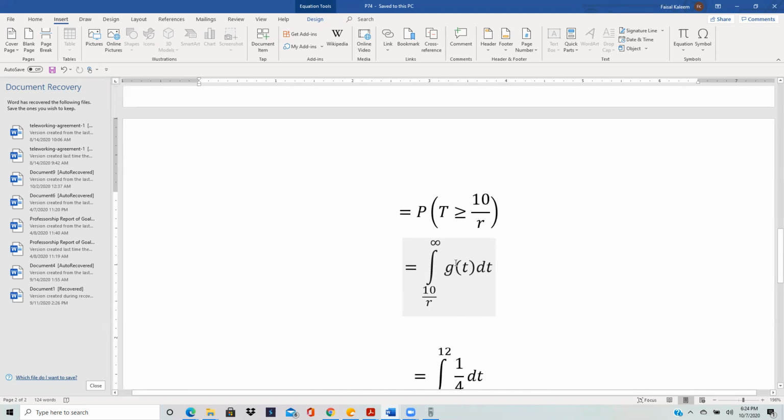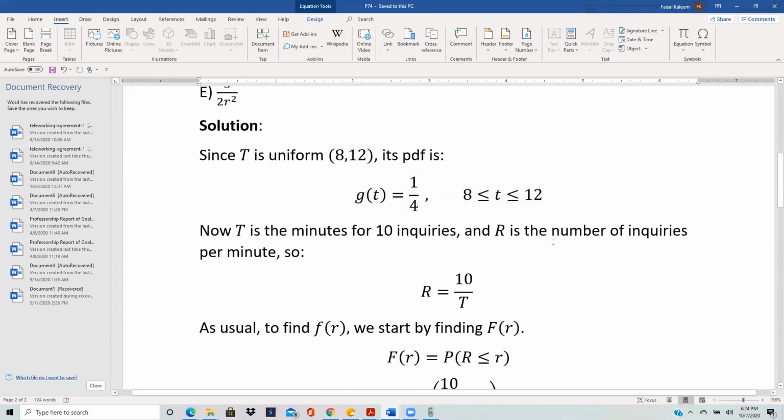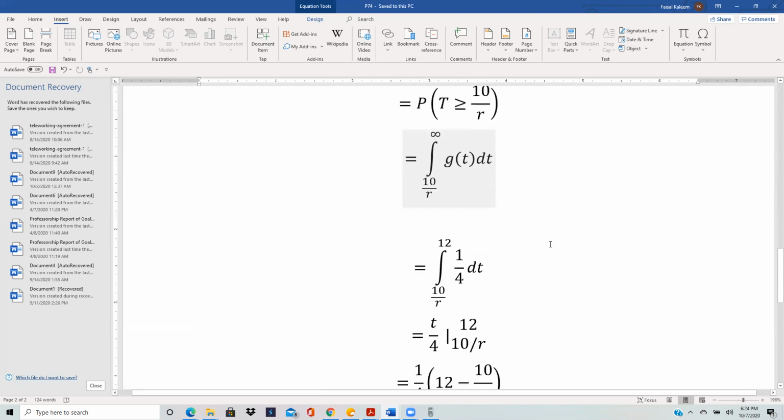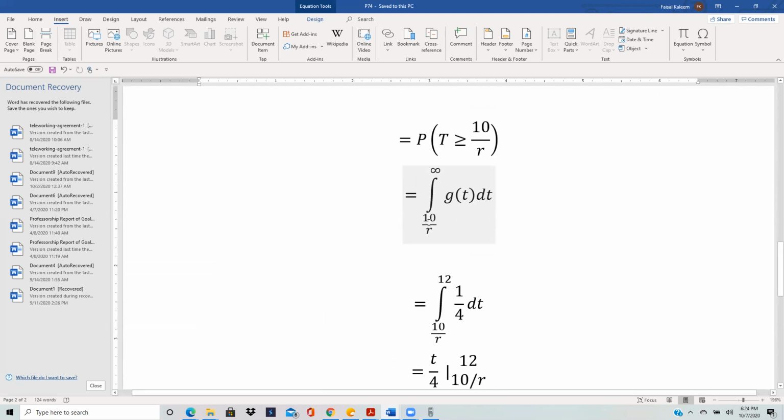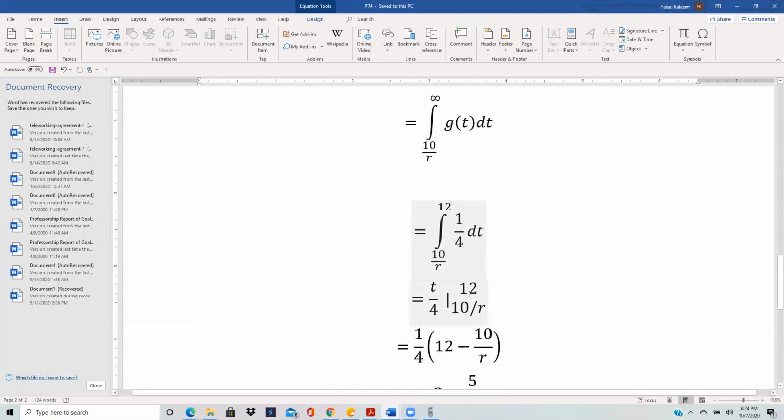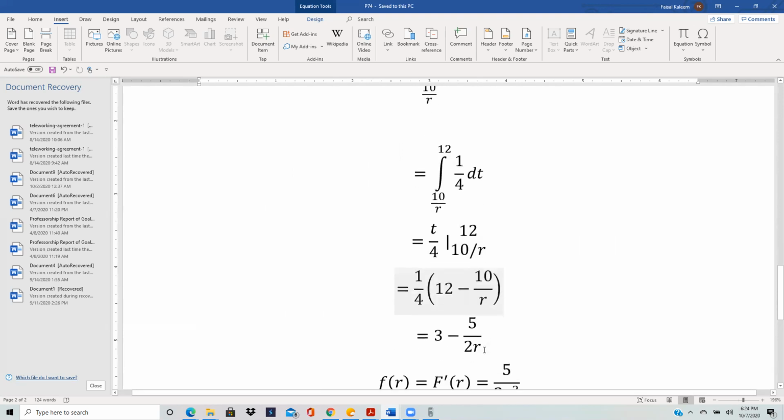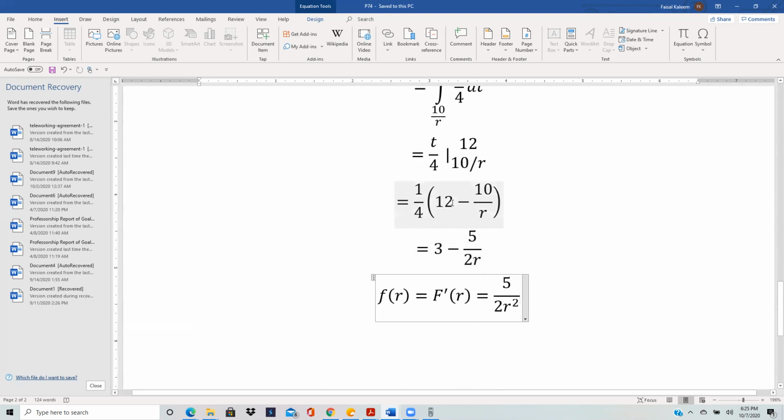But the function g is just defined from 8 to 12. So instead of going 10 over r to infinity, we just go 10 over r to 12 because 12 is the highest. And the definition of g of t was 1 over 4, the uniform. And so the integral is t over 4 from these limits. And then I pull the 1/4 out and put in the limits. So multiply 1 over 4 through, I get 3 minus 5 over 2r.